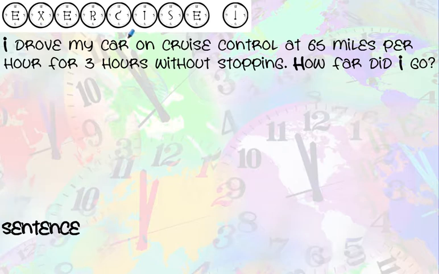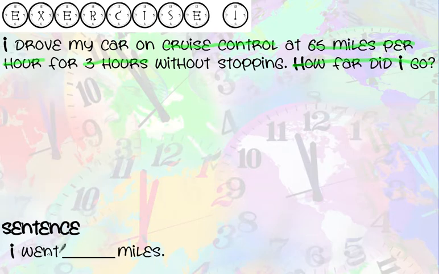Alright, so it's important to know that it was on cruise control. That means it's a constant rate at 65 miles per hour. So there's your rate, and you went for 3 hours without stopping. How far did I go? My sentence would be, I went blank miles. I would know that it's miles because of my label right here. I have to use 65, and I would have to use 3.